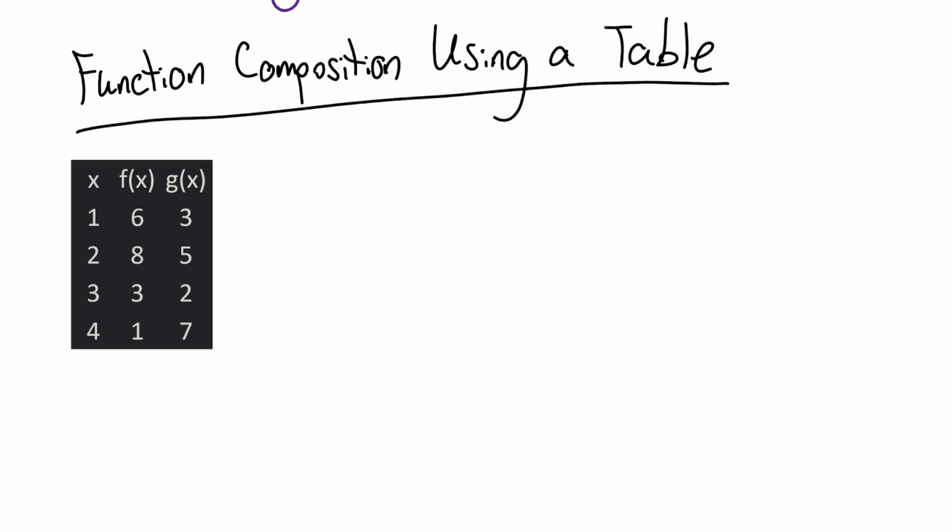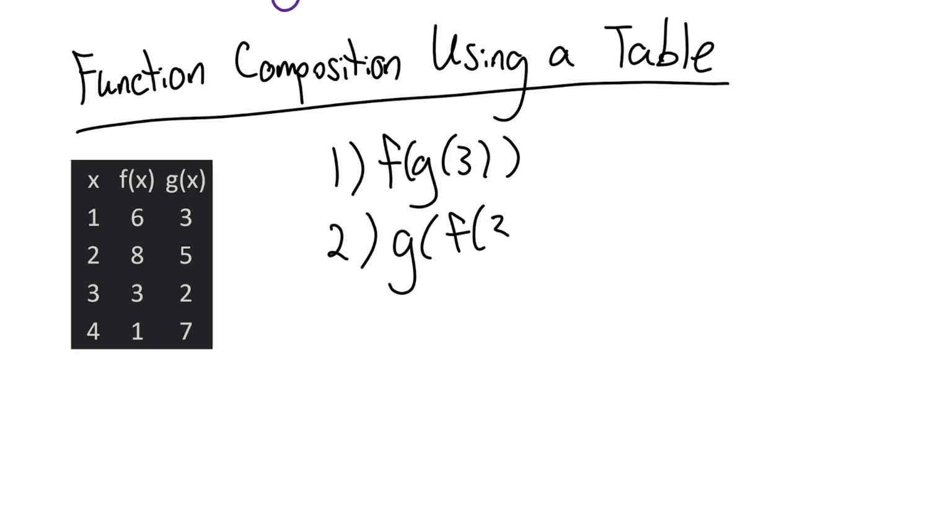So sometimes we might get a table of values and be asked to evaluate specific expressions based on just the table. So in this one, we want to look at how do we find f of g of 3, number 1, and then number 2, how do we find g of f of 3? Okay. And then I might throw a couple in here after we go through these ones as well. So let's do number 1.